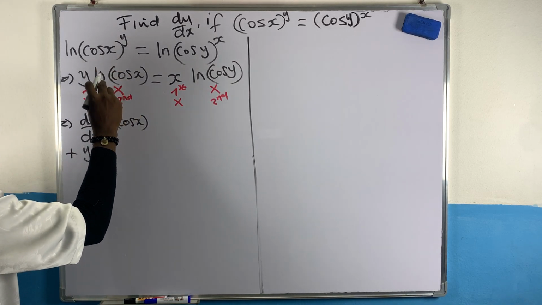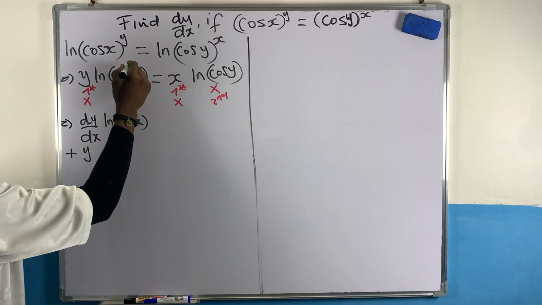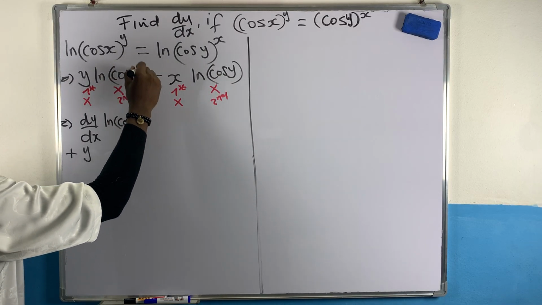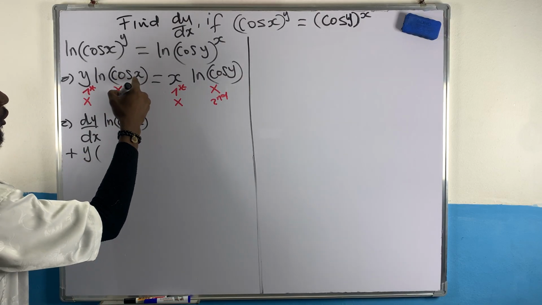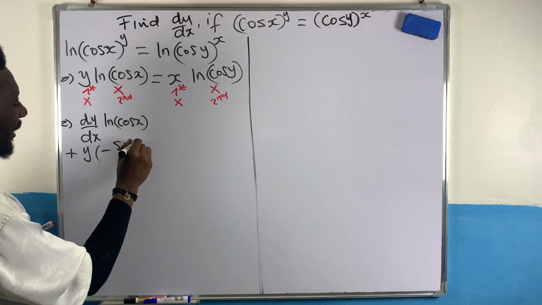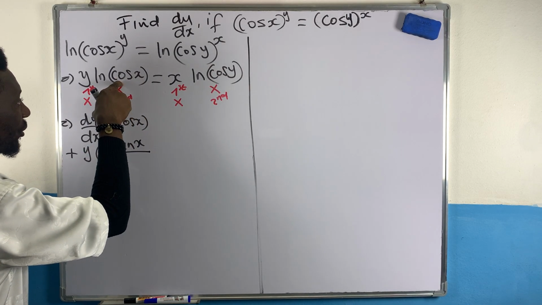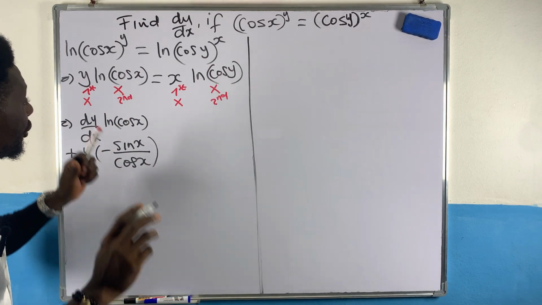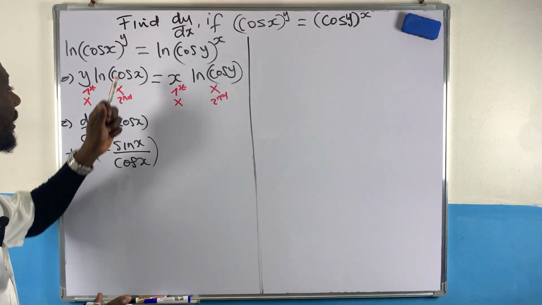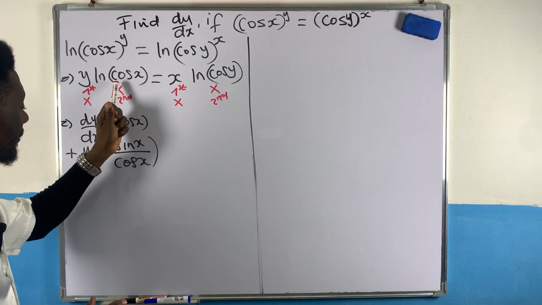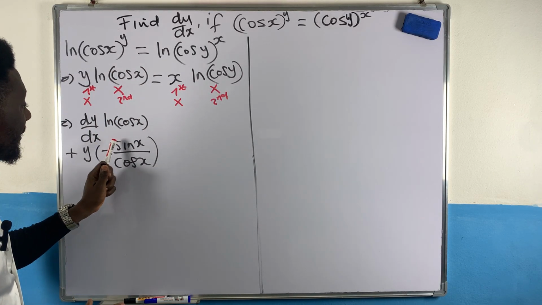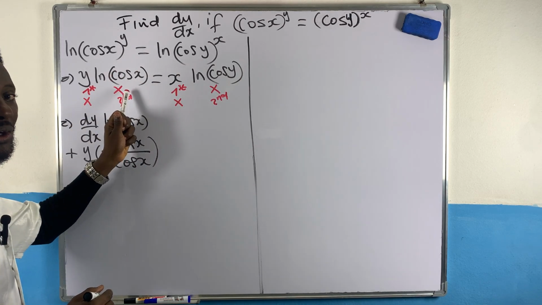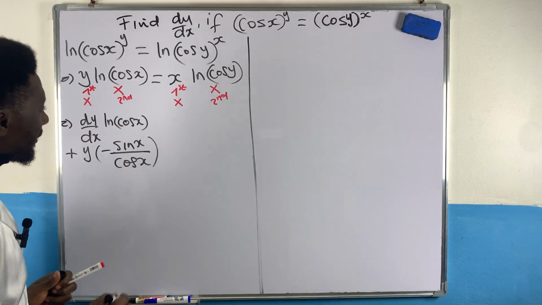Each time you are differentiating natural logarithm, just differentiate the function in front of your natural logarithm. So what is the differential of cos x? It is negative sin x, divided by the function itself, which is cos x. So in essence, each time you are differentiating natural logarithm, you differentiate the function inside, which will give us negative sin x, all divided by the same function, cos x.